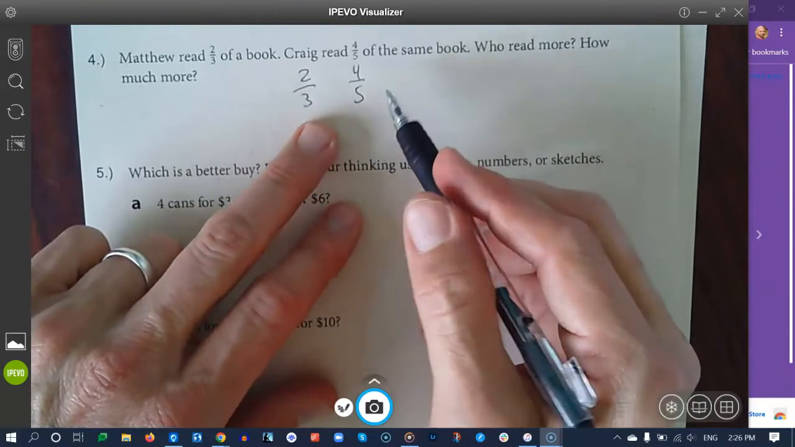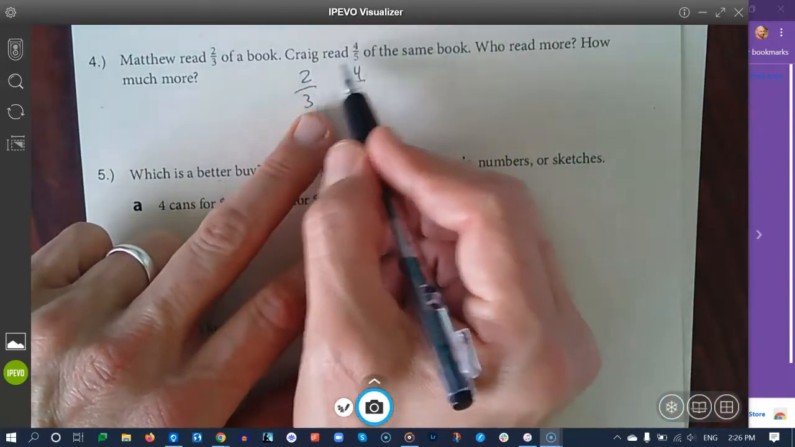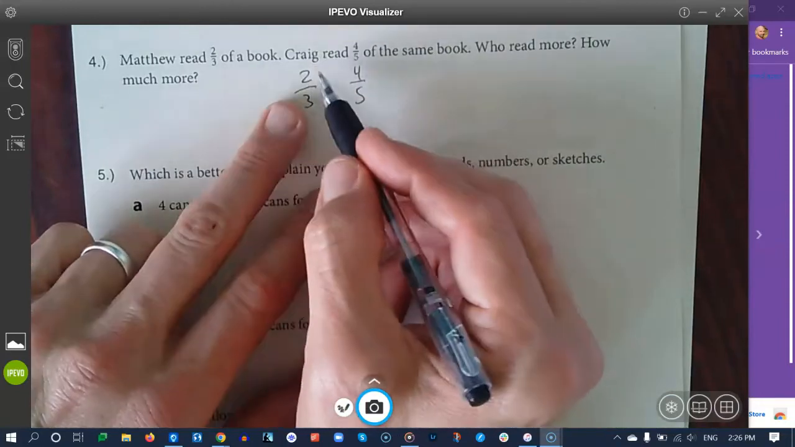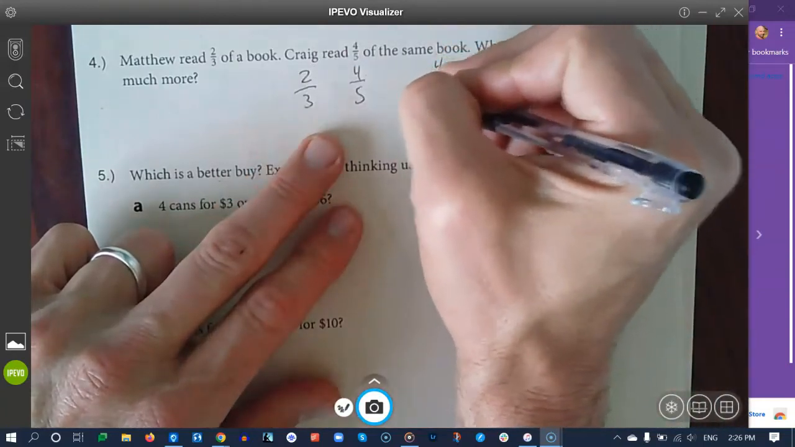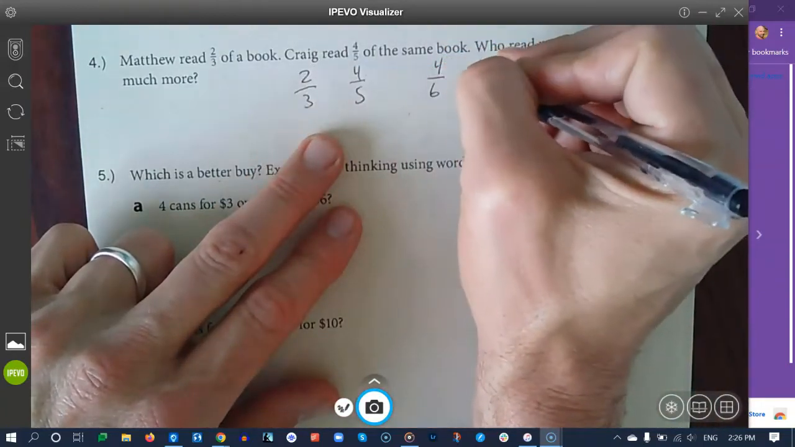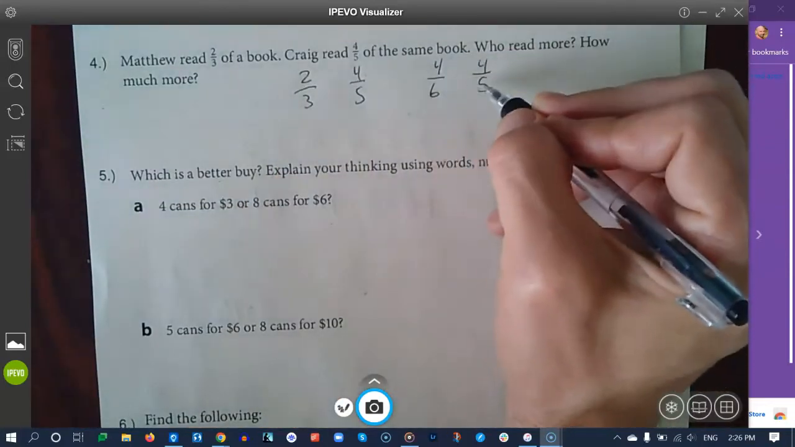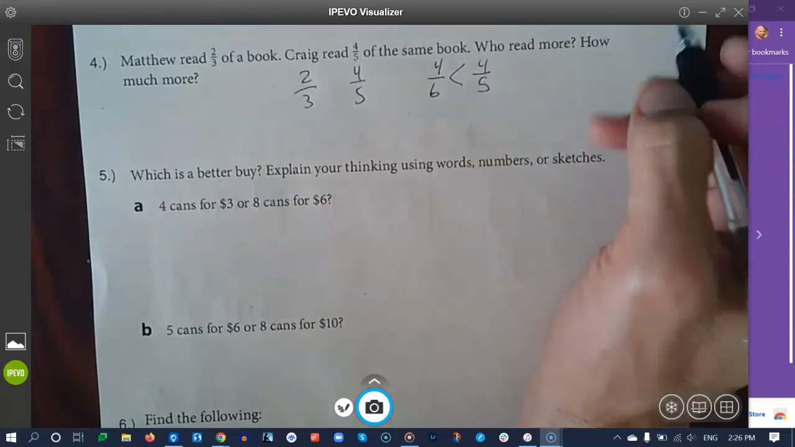One thing I can do is play around with equivalent fractions. I can try and make the numerator the same or the denominator. I could try and make the numerator 4, right? So I could change 2/3 to 4/6 and compare that to 4/5. So same amount of pieces. These pieces are bigger, so 4/5 is more than 2/3.